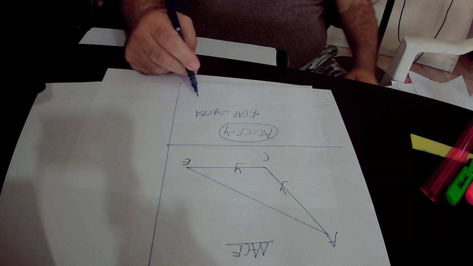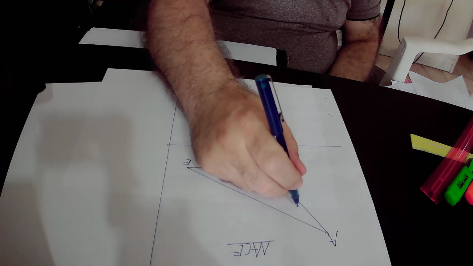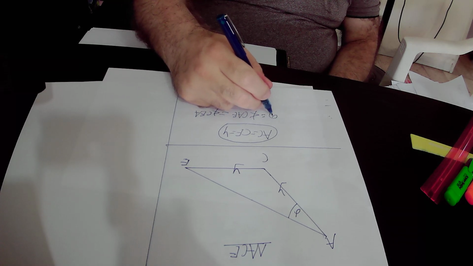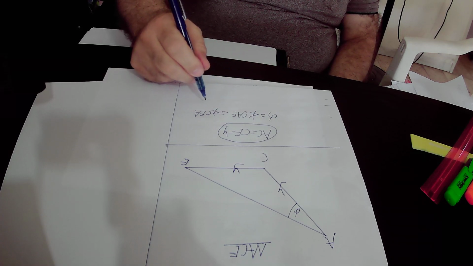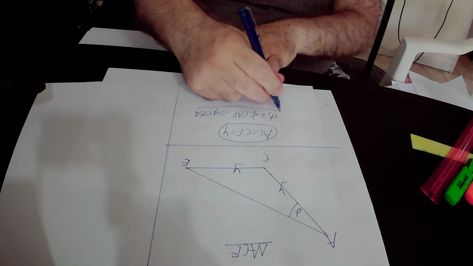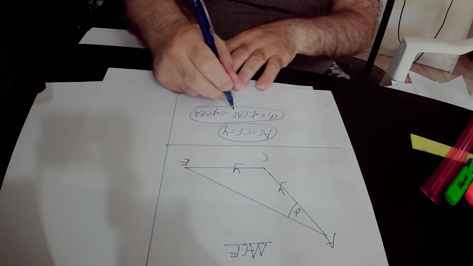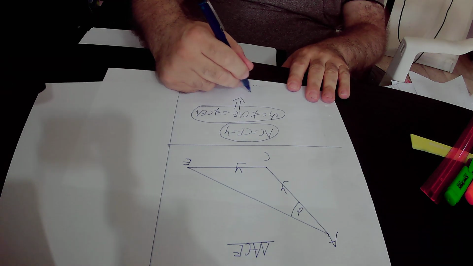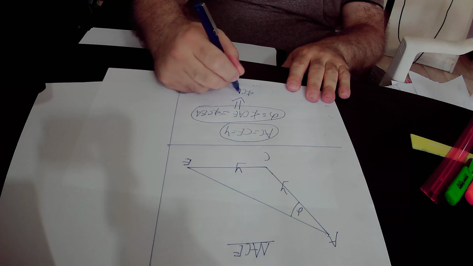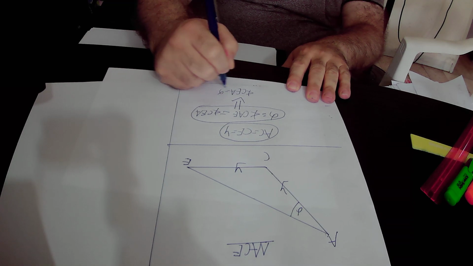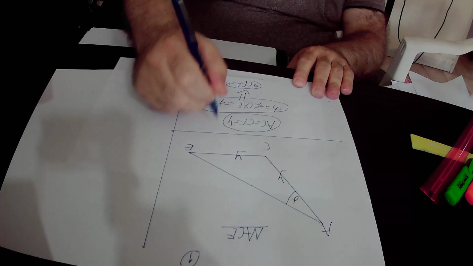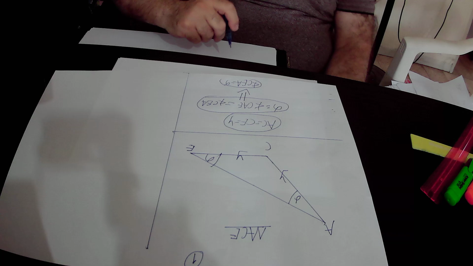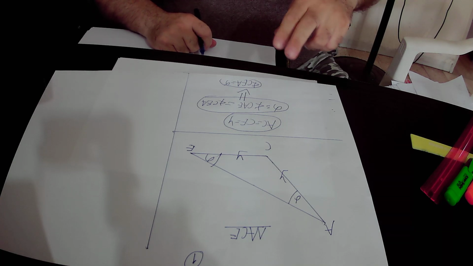So if we define angle CAE, this angle here, as alpha, then from this equation, alpha equals angle CAE equals angle CEA, we will derive that angle CEA is also equal to alpha. And this angle equals alpha. Okay.